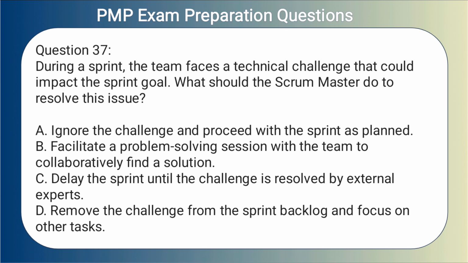Question 37. During a sprint, the team faces a technical challenge that could impact the sprint goal. What should the Scrum Master do to resolve this issue? A. Ignore the challenge and proceed with the sprint as planned. B. Facilitate a problem-solving session with the team to collaboratively find a solution. C. Delay the sprint until the challenge is resolved by external experts. D. Remove the challenge from the sprint backlog and focus on other tasks.